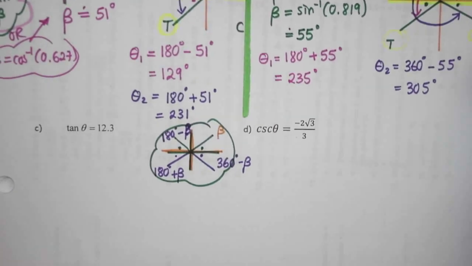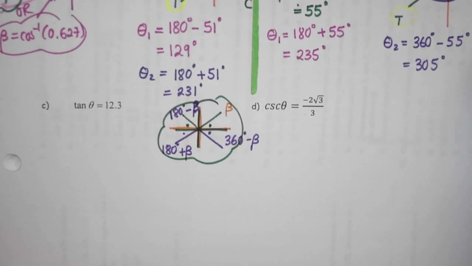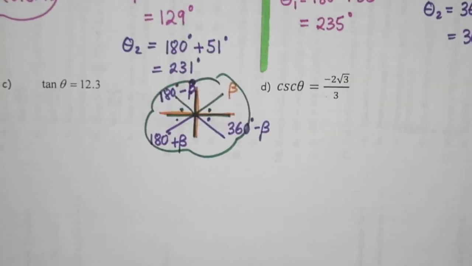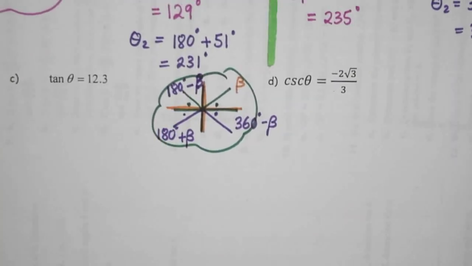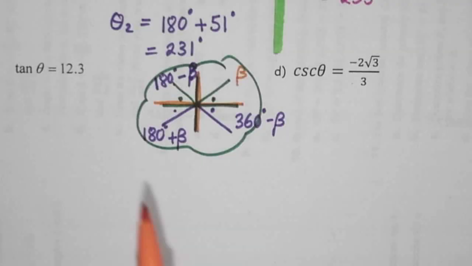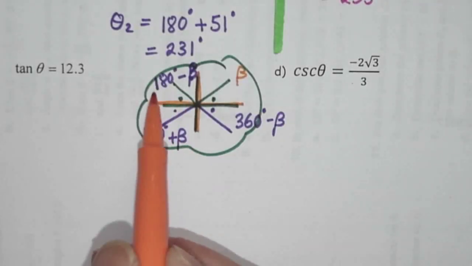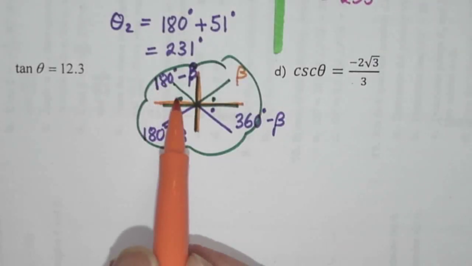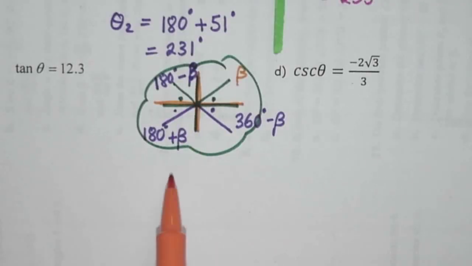Is that too small? Sorry. Here, I'll zoom in. Better? So if the arm stops here, it's 180 minus the little beta. If the arm stops here, it's 180 plus the beta. And if the arm stops here, it's 360 minus the beta.